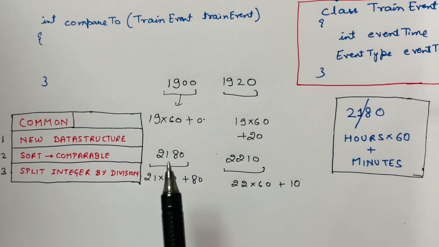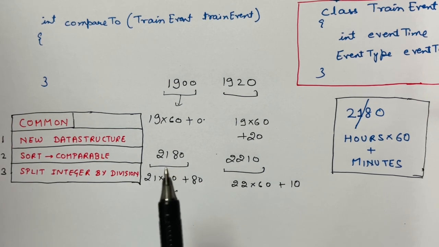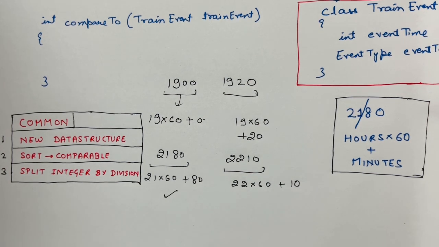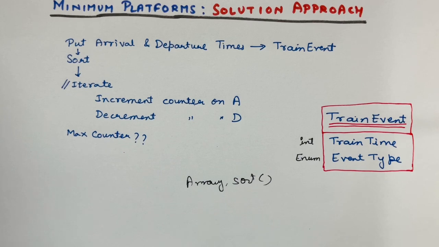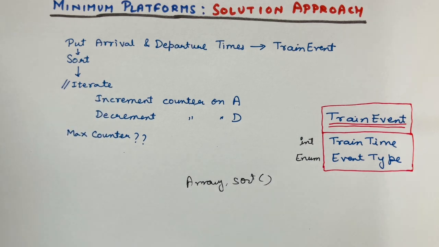For example, here 2180, if we divide it by 100, quotient will be 21, which is our hours, and remainder will be 80, which is our minutes. Now this was our original algorithm. Now we have sorted out all parts of our algorithm. Now we can see how this algorithm would work in code.